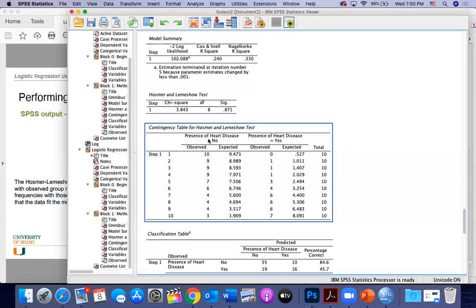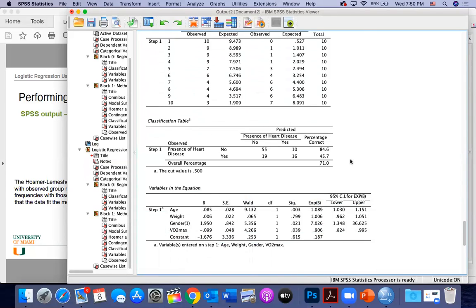Okay, so the contingency table for the Hosmer and Lemeshow test is usually not used in our results section. We cannot say anything about this table, and it's not very informative. So we want to move to the classification table.